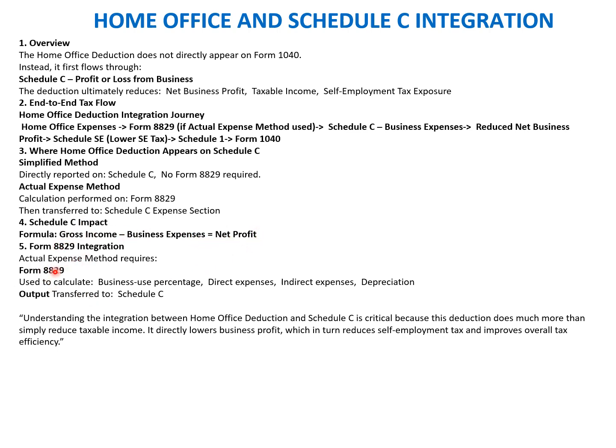Form 8829 integration: the actual expense method requires Form 8829, which basically uses the business use percentage, direct expense, indirect expense, and depreciation. And the output is transferred to Schedule C. So understanding the integration between the home office deduction schedules is critical, because this deduction does not simply reduce taxable income. It directly lowers the business profit. This in turn reduces the self-employment tax and improves the overall tax efficiency as well.